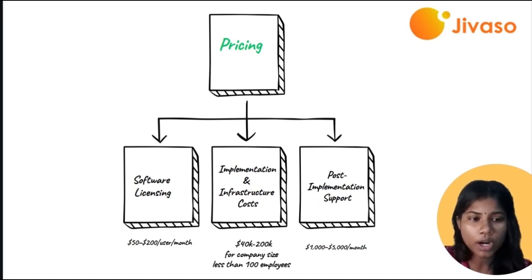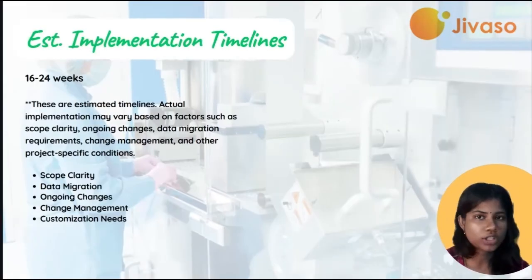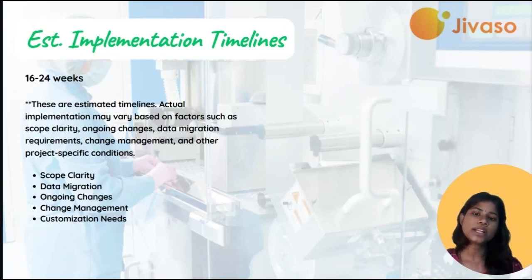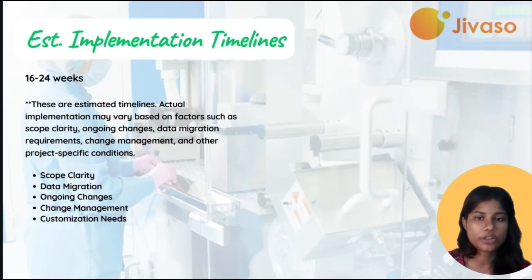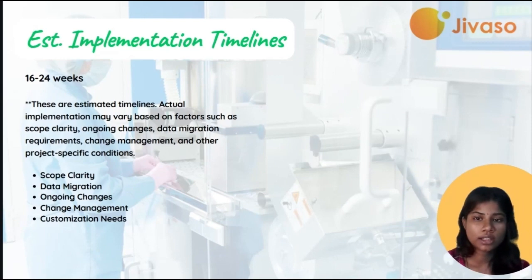And the next major part that we have to talk about is the timeline. What does the ERP implementation timeline look like? So a fast track implementation timeline actually takes about 16 to 24 weeks for small businesses with less than 100 employees. But as with any complex operation, the actual timeline may vary.